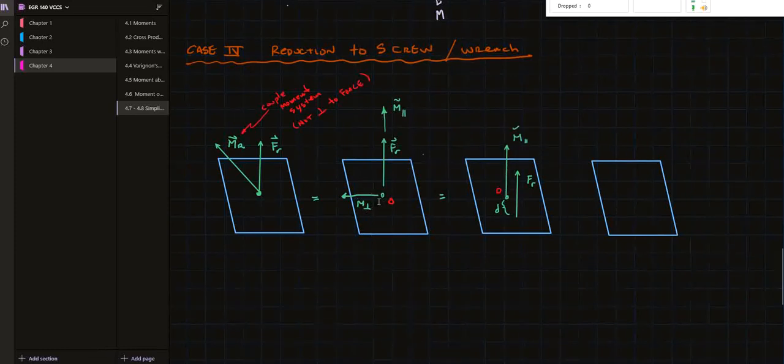So I got rid of the perpendicular moment by moving the force a certain distance, but I'm stuck with this moment because it was along the same line of action. But since it is a free moment, I can move it to our new point here, P. So we end up with a force and a moment acting at P.